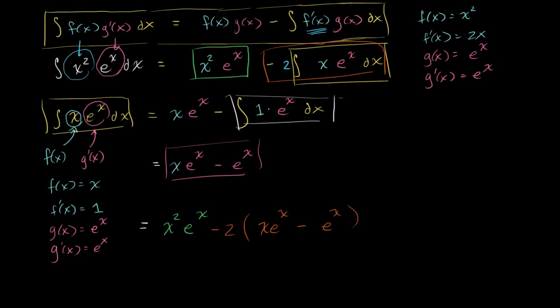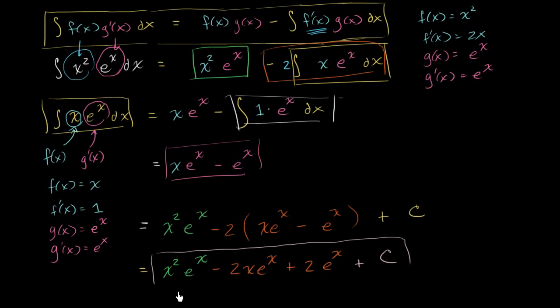And if we want, now is a good time to put our plus c. And of course, we can simplify this. This is equal to x squared e to the x. Distribute the negative 2. You get minus 2x e to the x plus 2 e to the x. And then finally, plus c. And we're done. We figured out the antiderivative of what looked like a kind of hairy-looking expression using integration by parts twice.